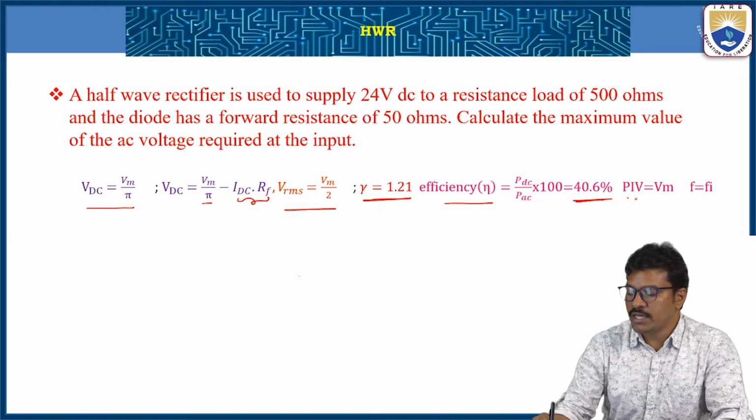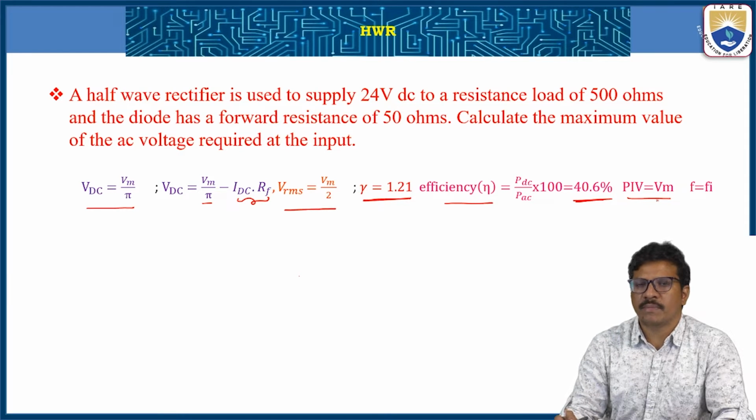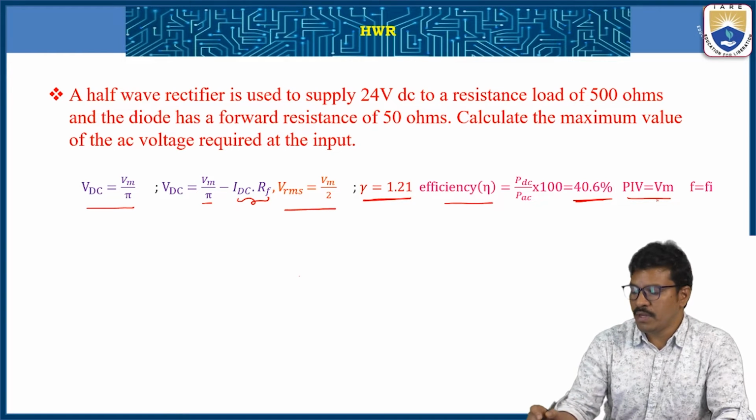Now the peak inverse voltage. What is the maximum peak inverse voltage in the half-wave rectifier? It is Vm. When the diode is in reverse bias, the maximum reverse voltage across that diode is Vm. And then the output frequency.